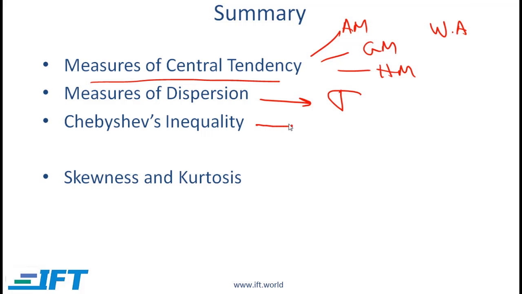You also need to understand Chebyshev's inequality, which is 1 minus 1 over k squared. The k stands for the number of standard deviations, and the strength of Chebyshev's inequality is that it allows us to say how much data will be within a certain range, without making any assumptions about the nature of the underlying data. And finally, you need to understand the basics of skewness and kurtosis.